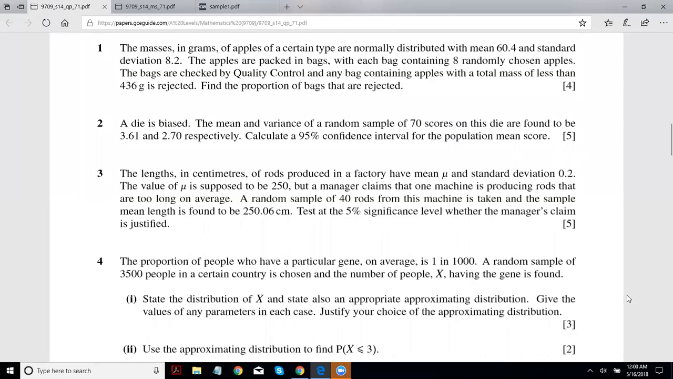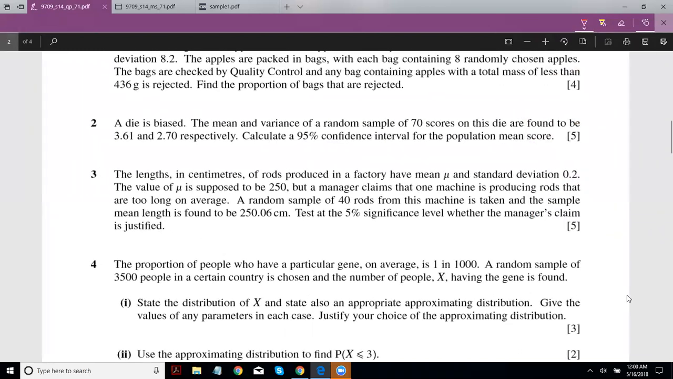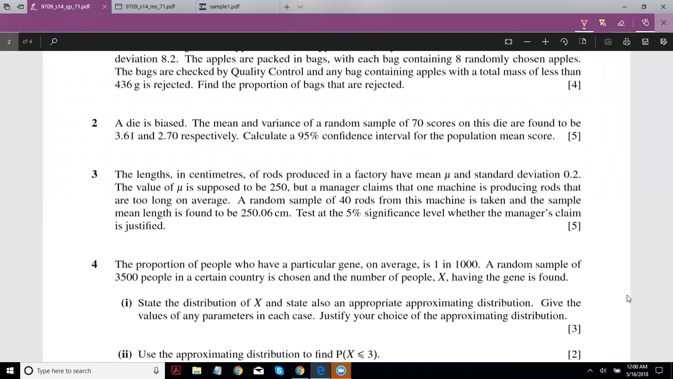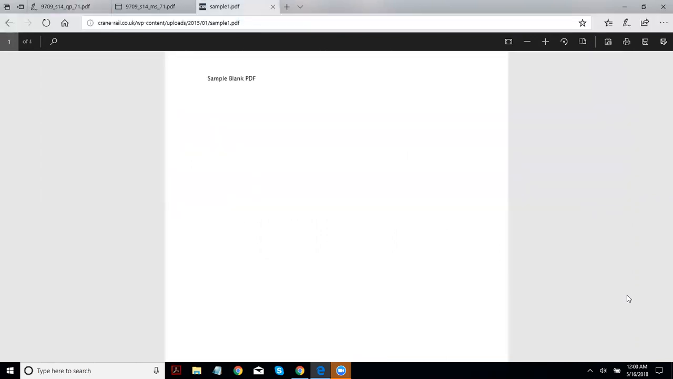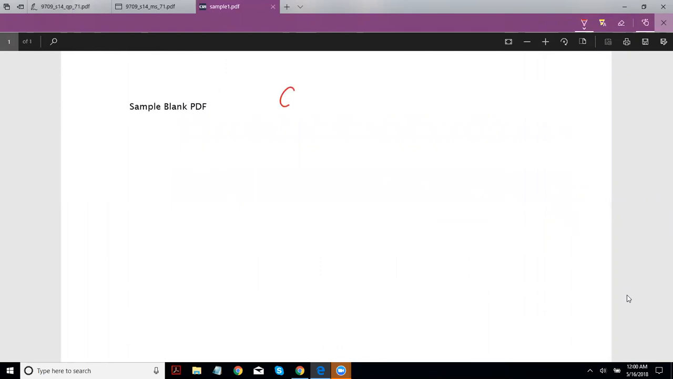So question 2, and this wasn't hard per se, but it does require some degree of clarity in your concept about the confidence interval. So before I go towards the question, I just want to clarify a few things. You have your formula for your confidence interval, mean plus minus the particular z value, right?